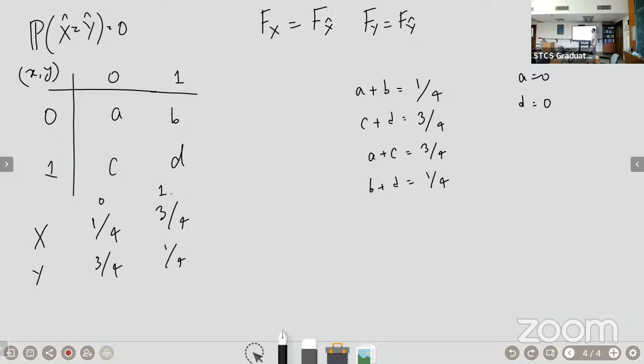Everybody agrees to the solution? I was not planning to actually cover this. It's very instructive. So what is the answer we got? B equal to 1/4, C equal to 3/4. All right. Is this a valid coupling?